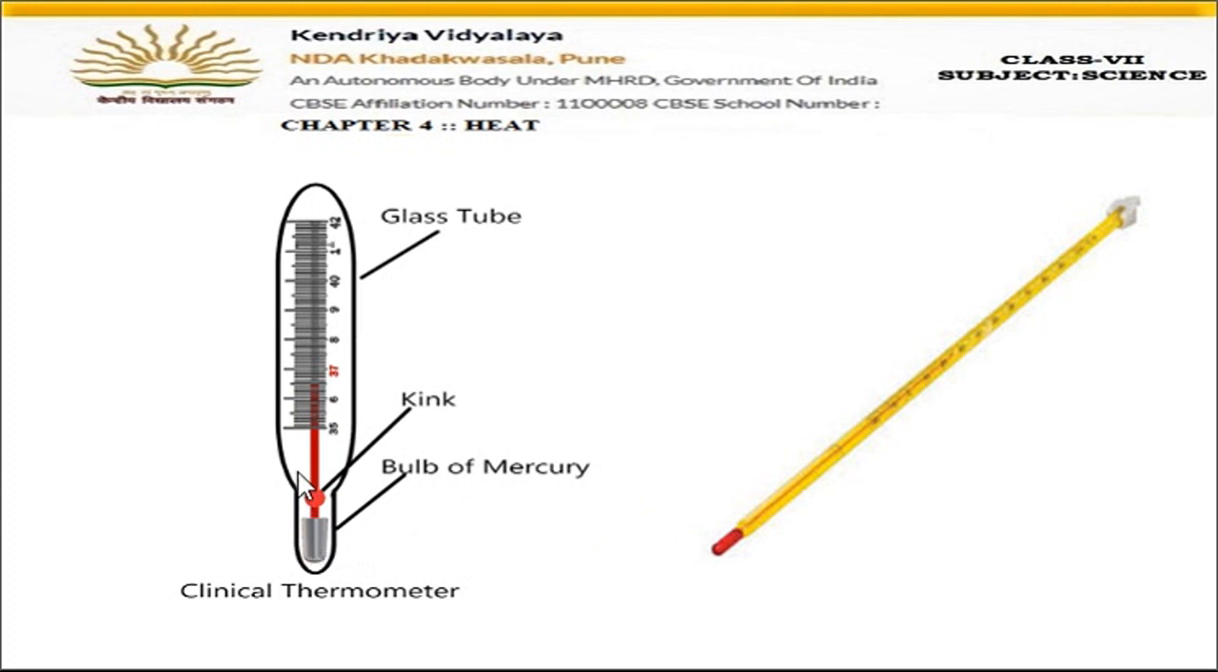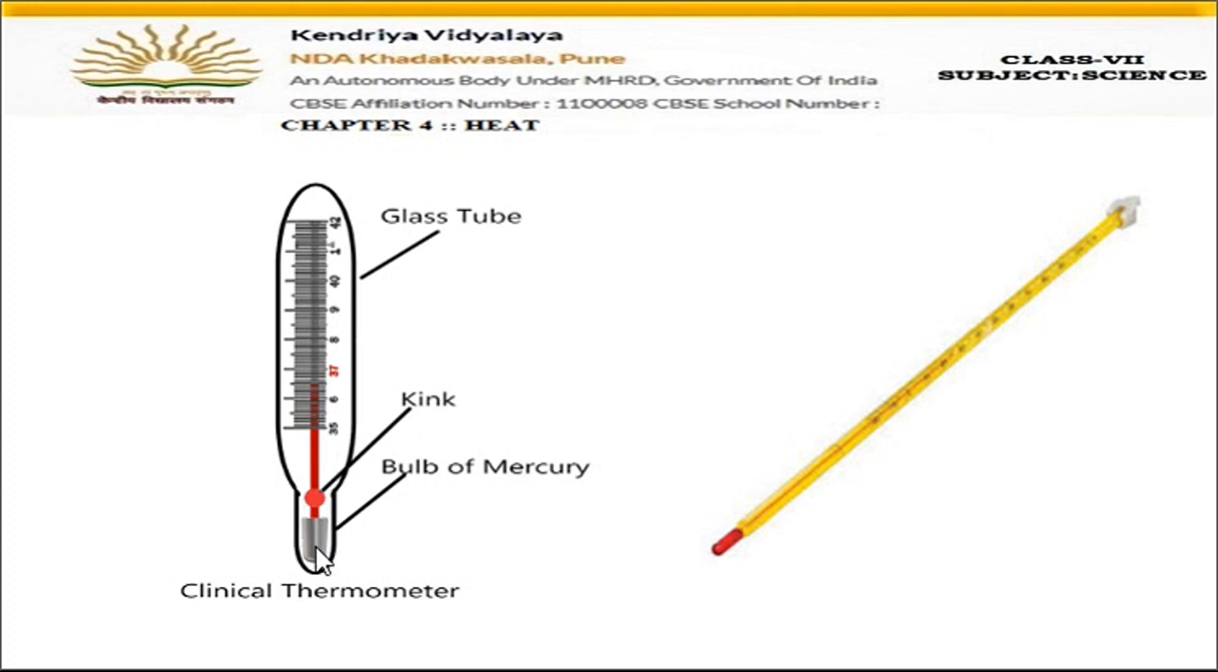Now this one is the long narrow tube which is made up of glass. And on this thermometer you can find some markings which we'll discuss later. These are the markings which help us in taking the temperature. Now here you can see a red color knob like structure. This is known as the kink. It is a very useful and helpful part in the thermometer. It has a very important role. And this kink helps.